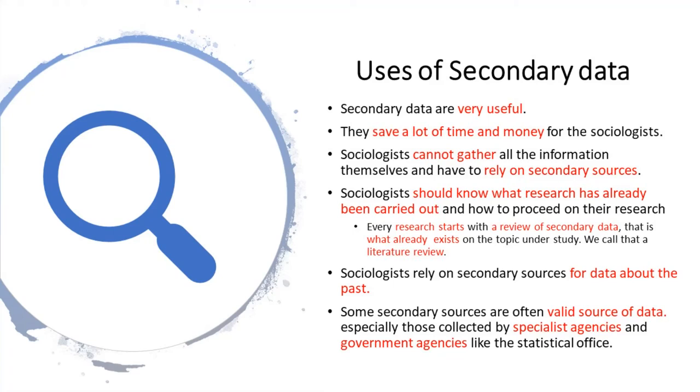Any researcher should know what research has already been carried out and how to proceed with the research, because they would not like to reproduce what has already been done. So every research starts with a review of secondary data, that is, what already exists on the topic under study. We call that a literature review, and therefore secondary data becomes very important.